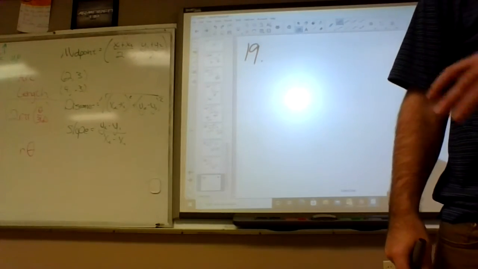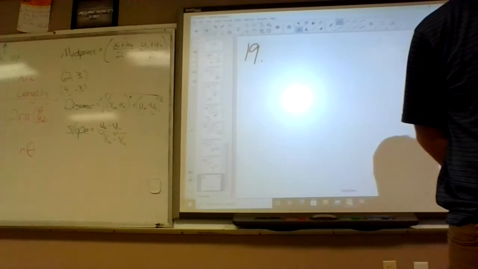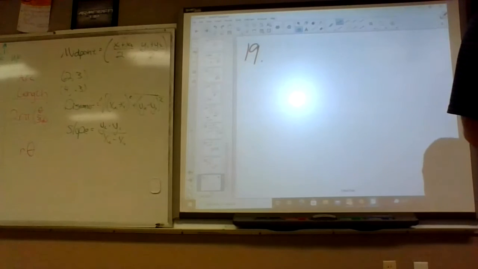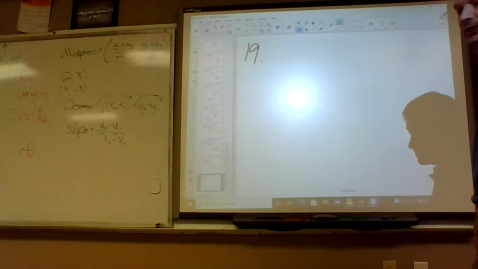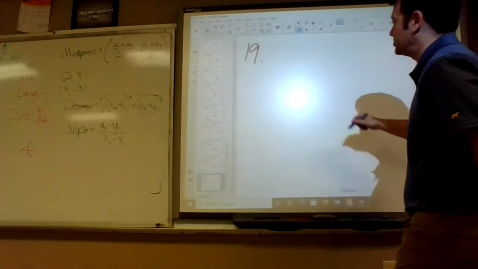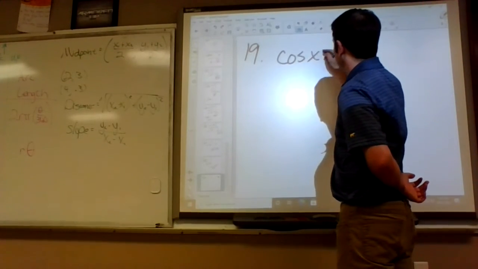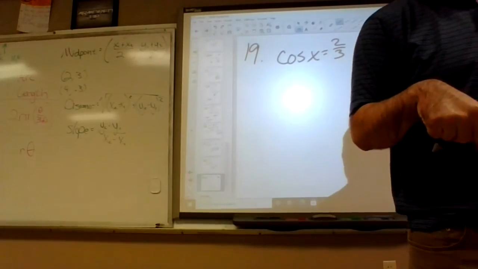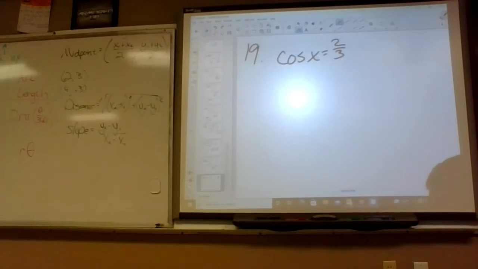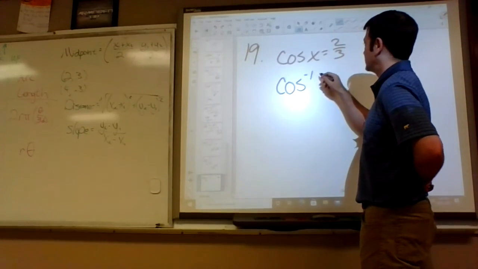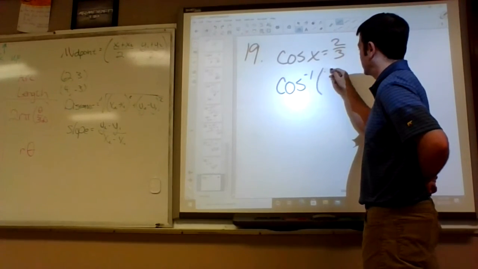Okay, what should I do first on 19? Subtract 2 to get 6. Divide by 9 is 6/9 or 2/3. So we have cosine of x equals 2/3. We subtracted 2 to get 6, divided by 9 to get 6/9, and 6/9 reduces to 2/3. So we need to do cosine inverse. You could plug in cosine inverse of 6/9. It's not like a calculator cares.